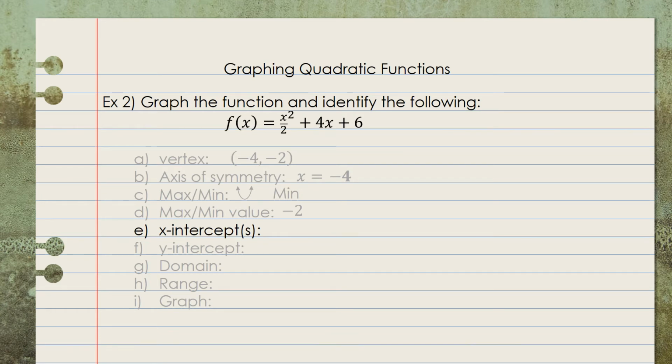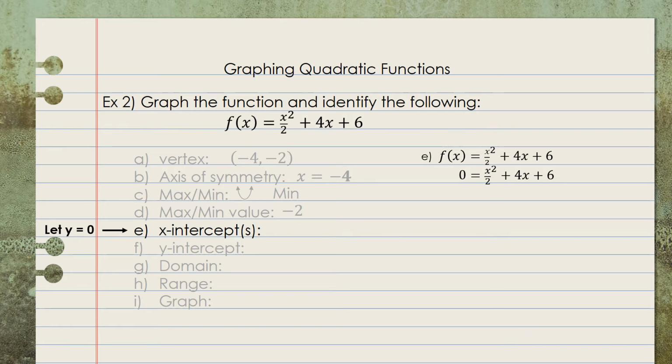Next, we're being asked to find our x-intercepts. And remember, your x-intercept is always where your y value is set equal to 0. So we take the original function, and in place of f of x, we write 0. So now we have the equation form of 0 equals x squared over 2 plus 4x plus 6.